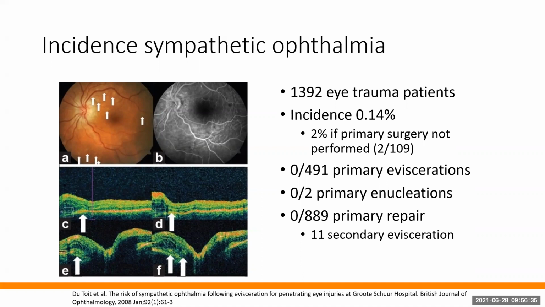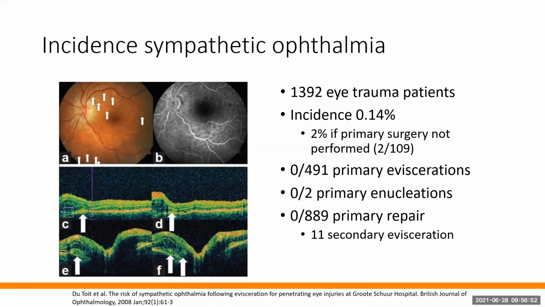But actually, there was a large study in South Africa published in 2008 where they looked at almost 1,400 cases of open globe injury, and they found that there was a very low risk of sympathetic ophthalmia if the eye was repaired or removed.